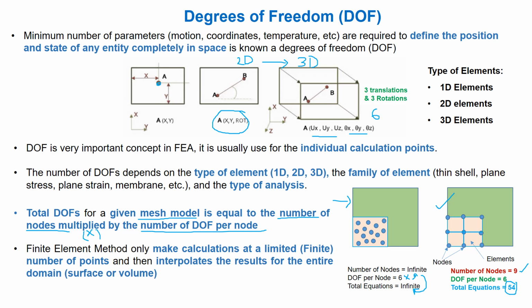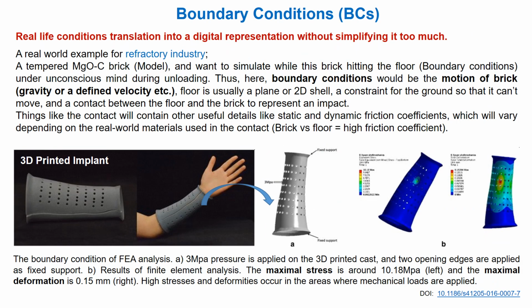So, the finite element method only makes calculations at a limited number of points and then interpolates the results for the entire domain. It may be surface or volume, and we can obtain an accurate result. The concept of boundary conditions is very important when we want to analyze a perfect model. In brief, it is the translation of real life conditions into a digital representation without simplifying it too much. This actually represents how you are considering the boundary conditions to analyze your developed model.